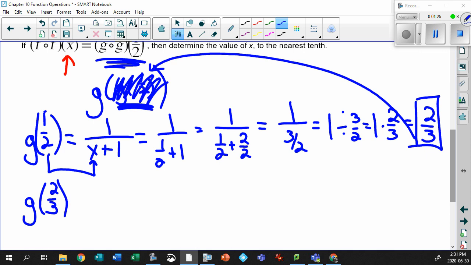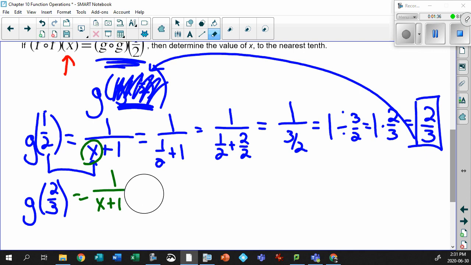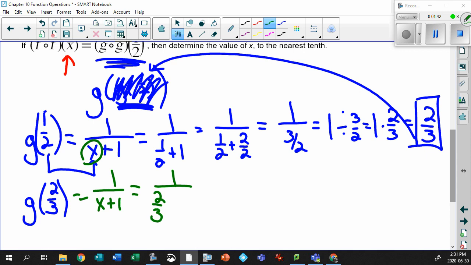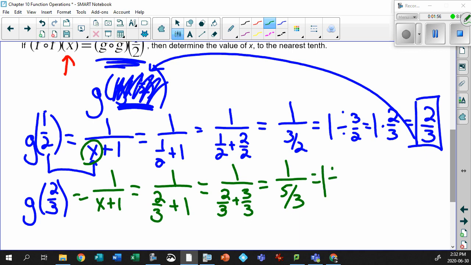Well, that's not so tough. That I can do. Same formula as before, 1 over x plus 1. That's going to equal 1 over 2/3 plus 1. Keep going. So this is 1 over 2/3, common denominator is 3/3. This is 1 over 5/3, which is the same as saying 1 divided by 5/3. Grade 7 fractions tells us take the reciprocal and multiply. And look at that, we got 3/5.